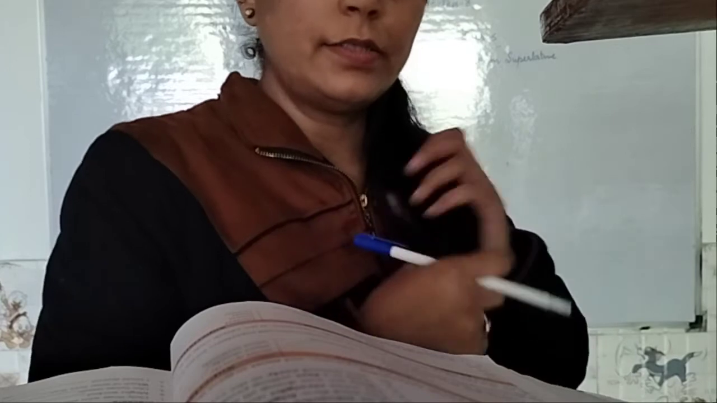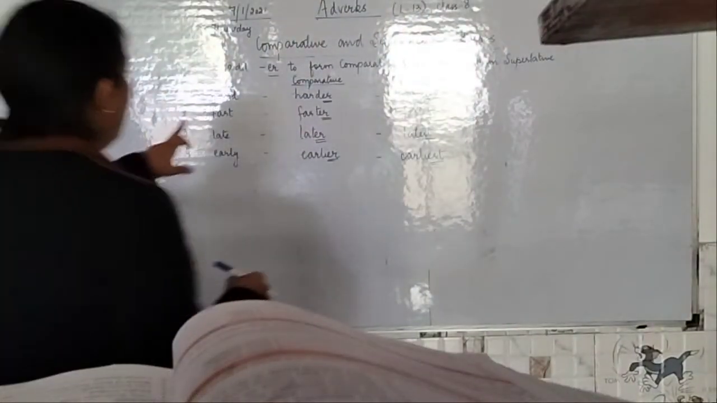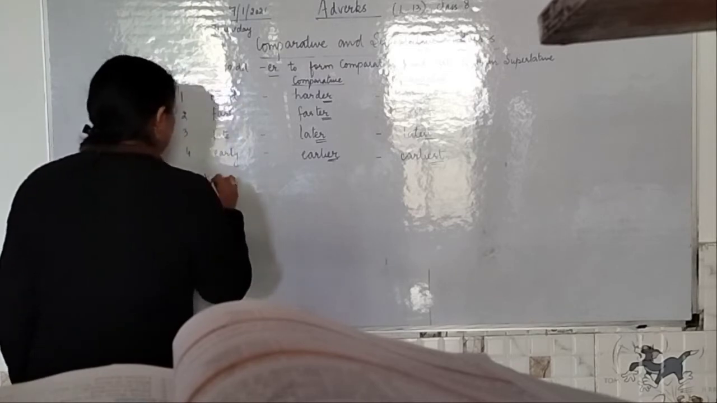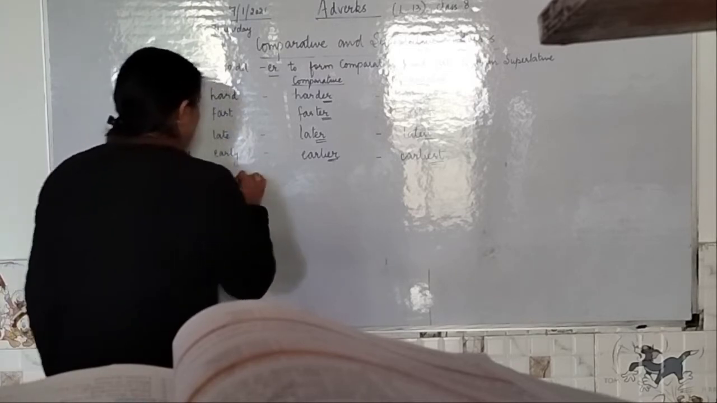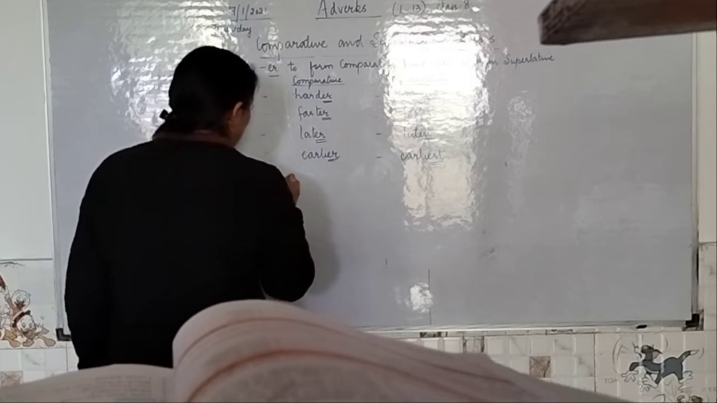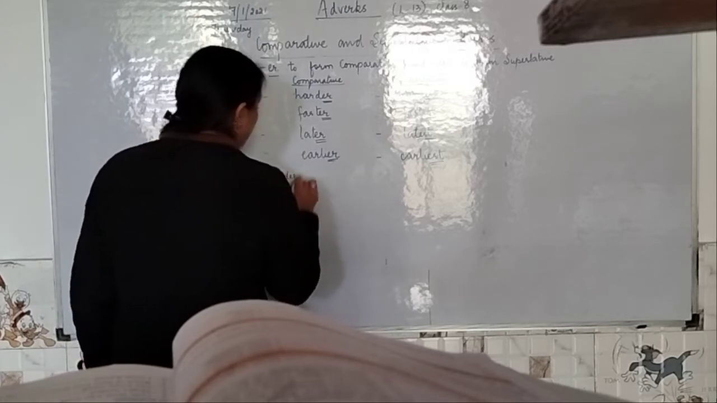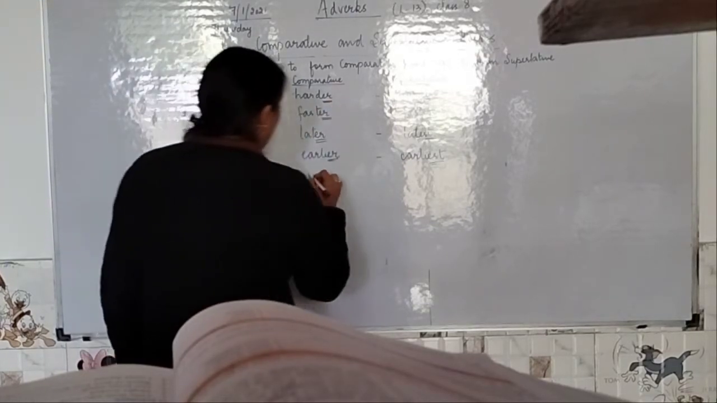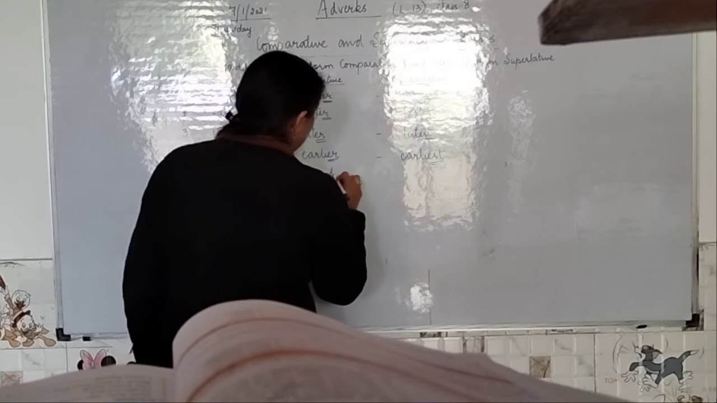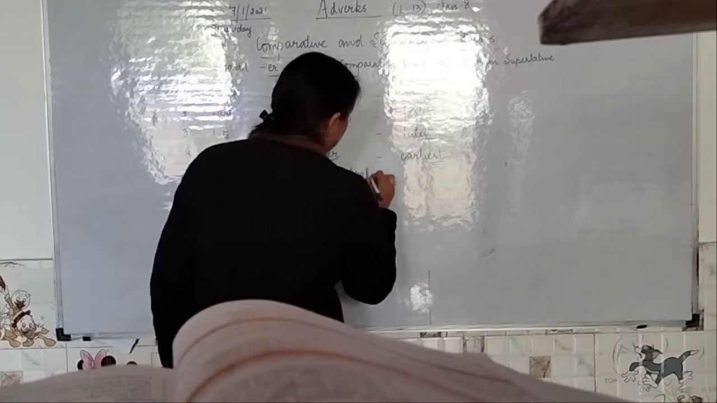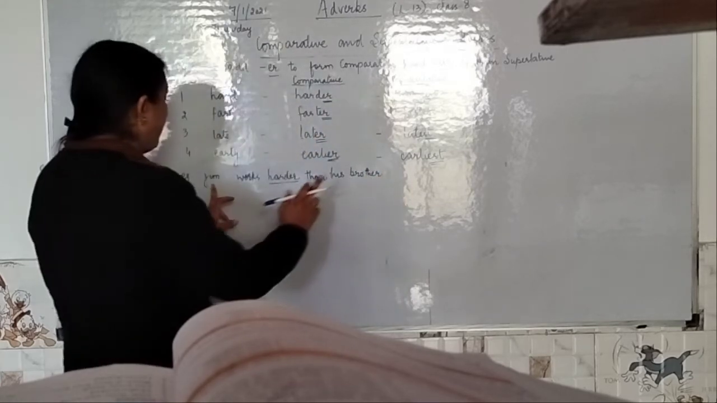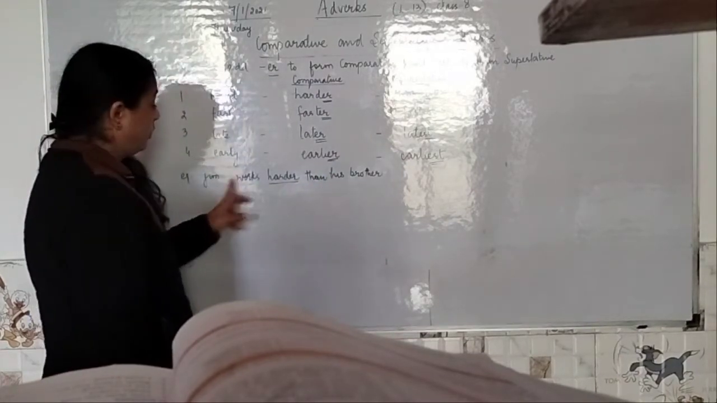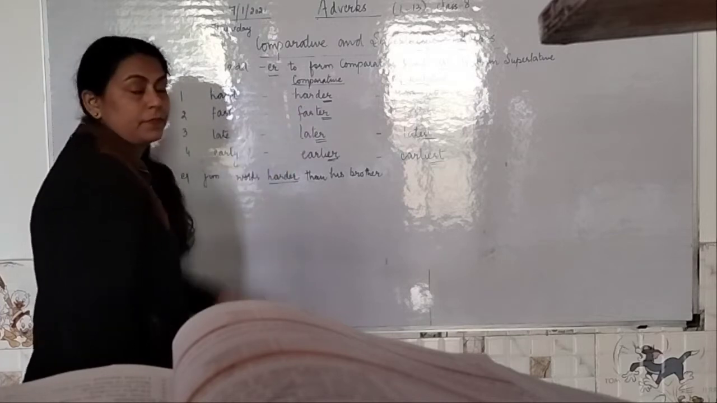So now we have to use this in a sentence. Jim works harder than his brother. Now if we have to use these words in the comparative degree, what will we write? Jim works harder means which degree we are using? Harder, comparative degree. Harder than his brother. So here we are comparing between his brother and Jim. So we will use the comparative degree.